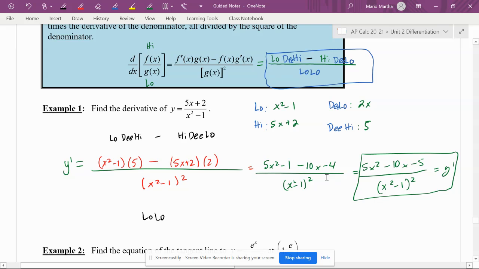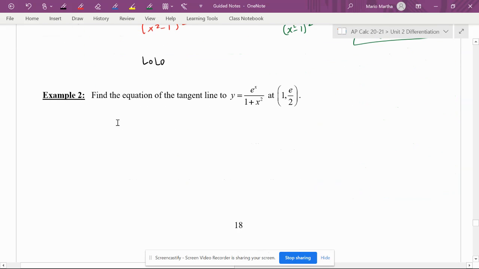And now we're looking at example 2. Find the equation of the tangent line of y equals e to the x over 1 plus x squared at the point 1 comma e over 2. So one of the things you guys have to remember: you have to find the equation of the tangent line, and you want to set it up in point-slope form.